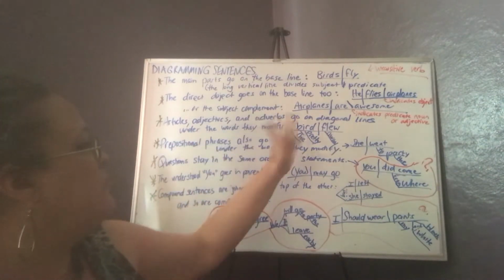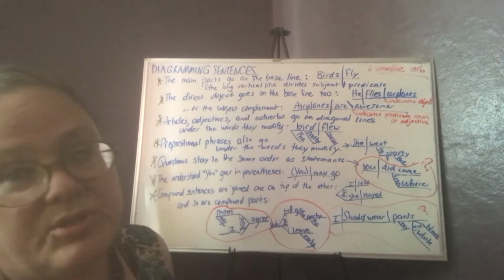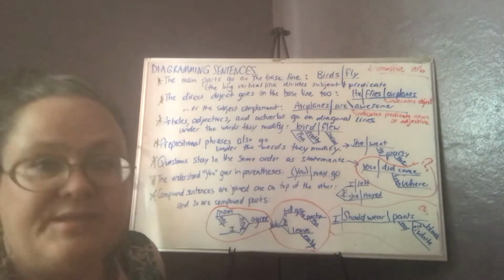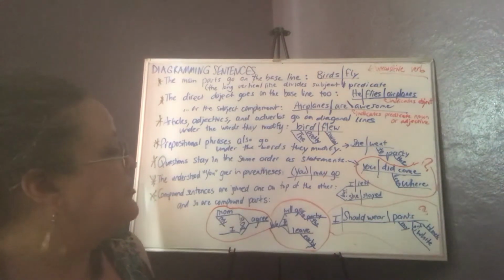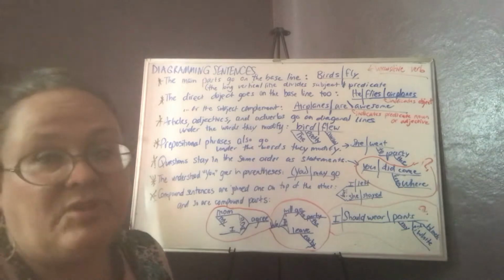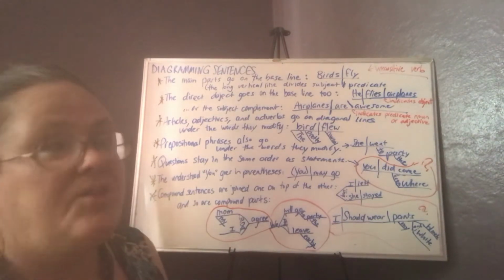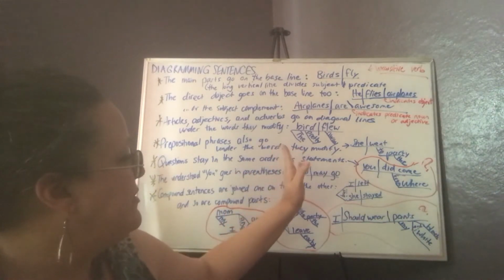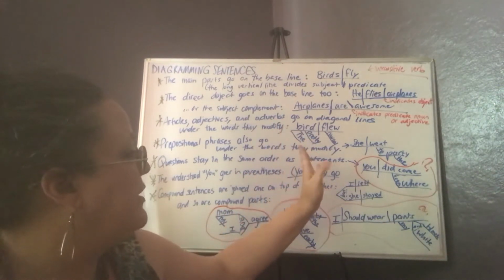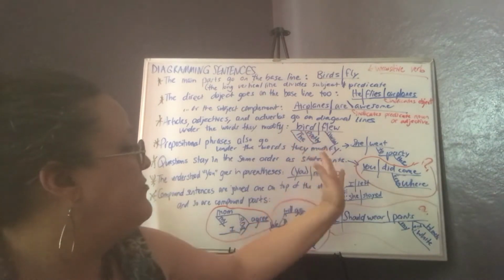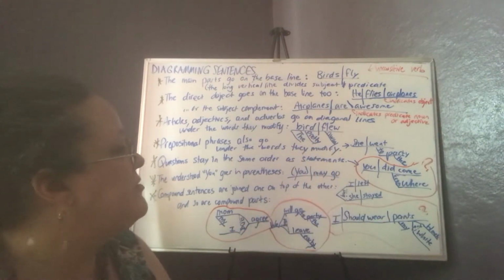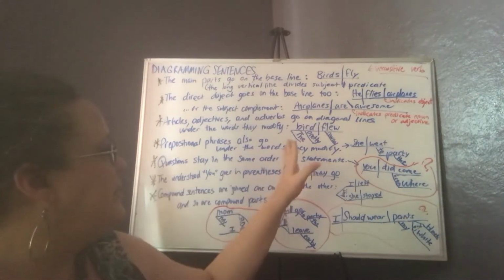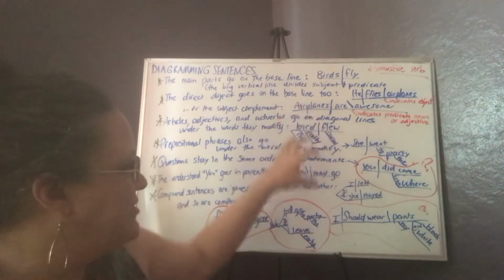Articles, adjectives, and adverbs go on diagonal lines below the words they modify. In this sentence we have bird flew, basic core of the sentence. Intransitive because there's no object. The bird didn't fly a kite, the bird didn't fly an airplane, the bird just flew. Okay, now we have an article, the, underneath it, and an adjective, pretty, underneath the bird, and an adverb, away, underneath the verb. The pretty bird flew away.